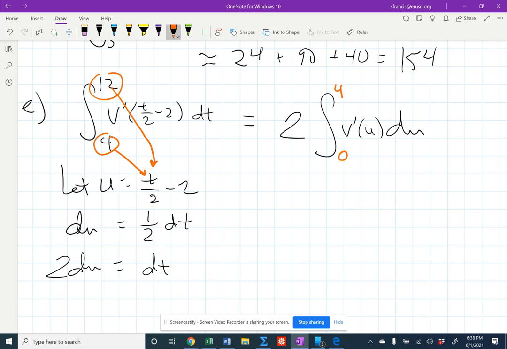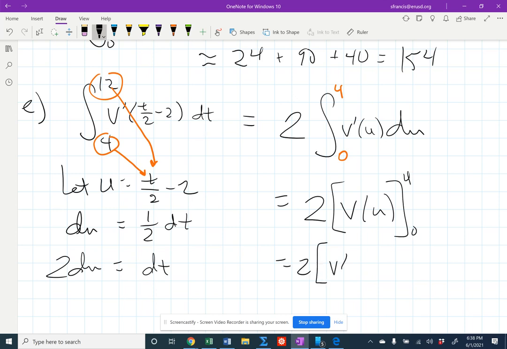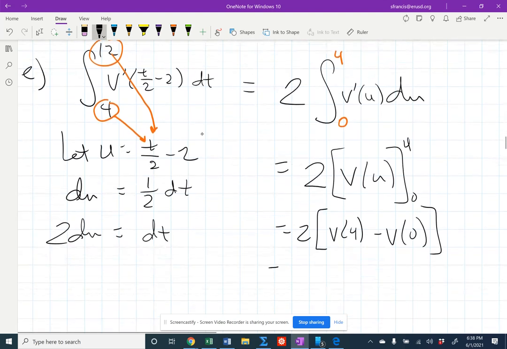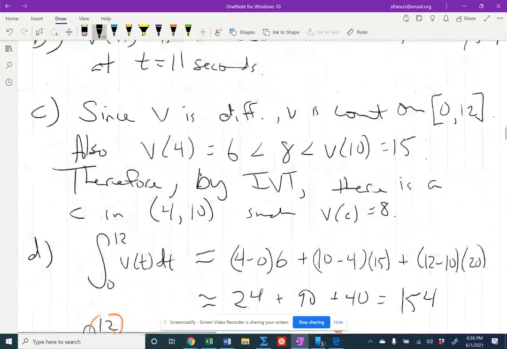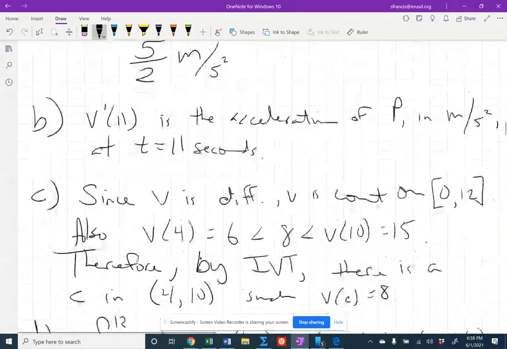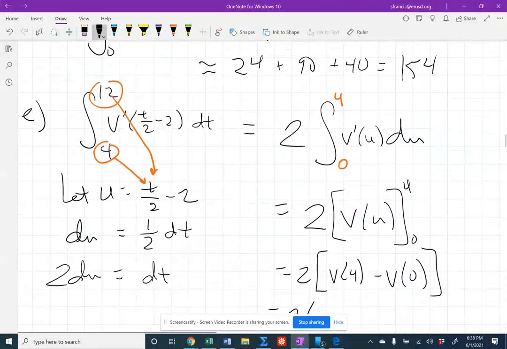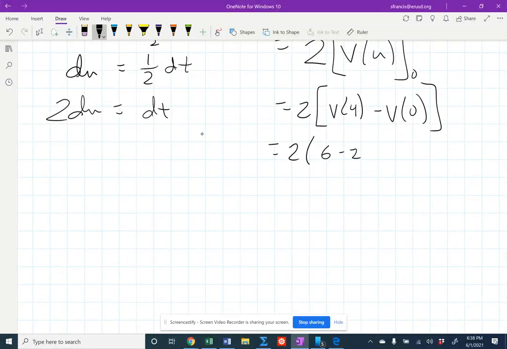Now I can forget about the variable t. 2 times, the antiderivative of v prime is going to be v, so v of u. 0 and 4 are u values, so this is going to be 2 times v of 4 minus v of 0. V of 4, I don't remember. What was that? V of 4 was 6, v of 0 was 2. So this is 6 minus 2, which is 4 times 2 is 8.